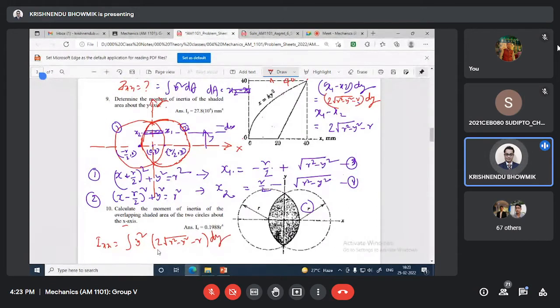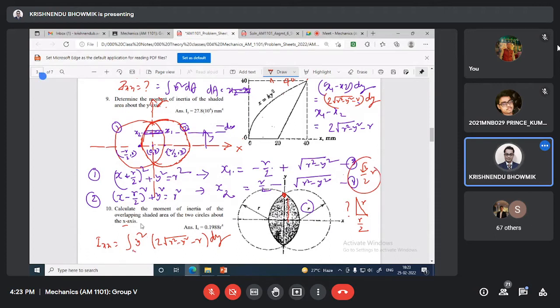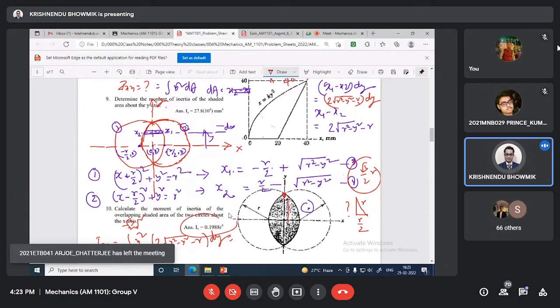Y is varying from, what is the y variation? What is this value? You can consider it this way. This is root 3 by 2, this is r by 2, and this is r. So this value you can calculate as root 3 by 2 r. So y goes from 0 to root 3 by 2 r. You calculate and you will get this value.